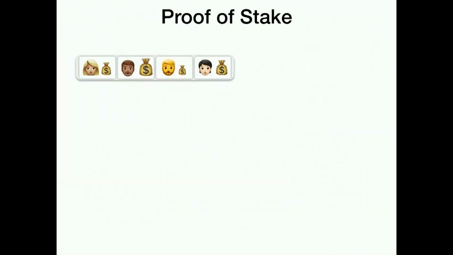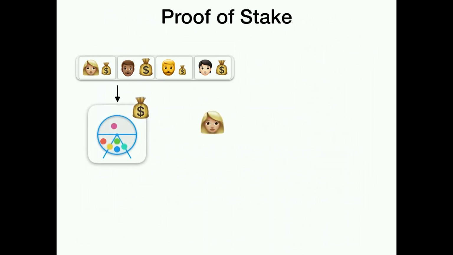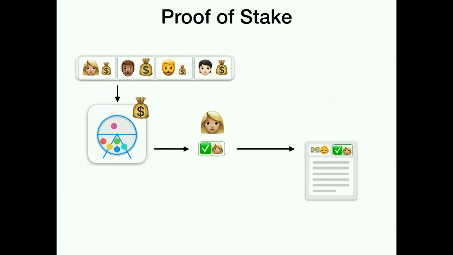In proof of stake, we start with a stake distribution, so a list saying that person has that amount of money. This is then put into the lottery we have, and now Alice, again, she participates. This time, no investment of work, she just checks, and if she wins, she gets a certificate, which you can use to create another block.